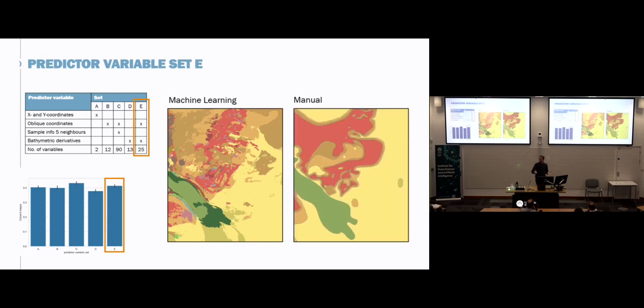Compared to the manual map where we started out, the differences are obvious. We now have a lot more data, so a lot more detail in the map as well.